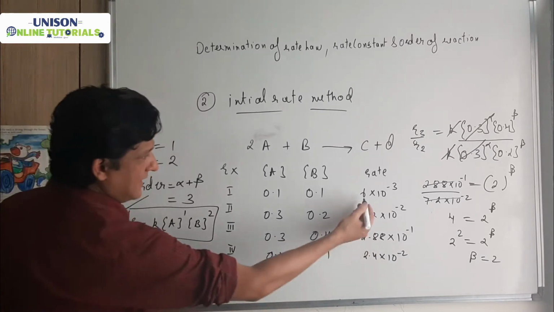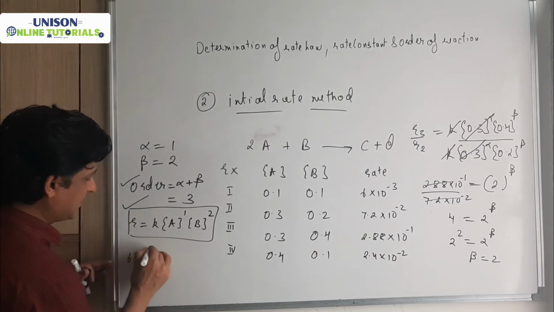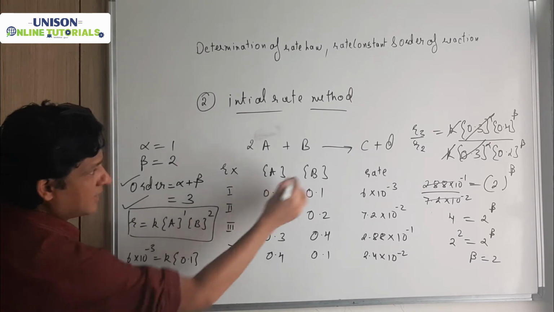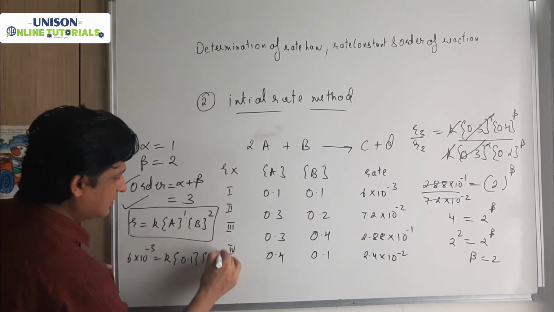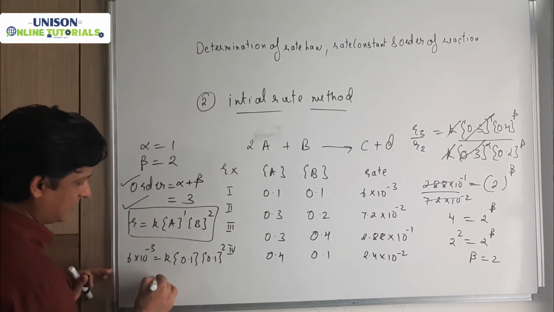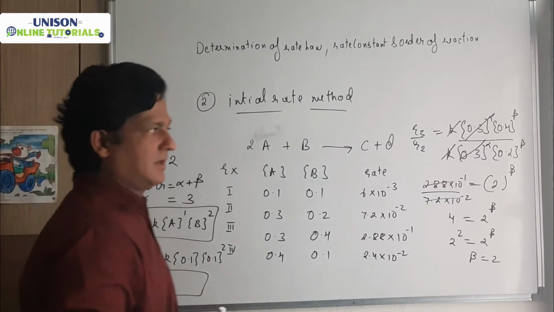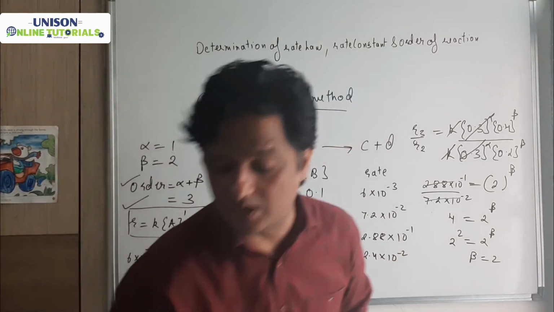Let's suppose we put in 6 into 10 to the power minus 3 is equal to k. The concentration of A is 0.1, and here it is 0.1 squared. So by calculating, we'll get the value of k. Clear? So this was your initial rate method.